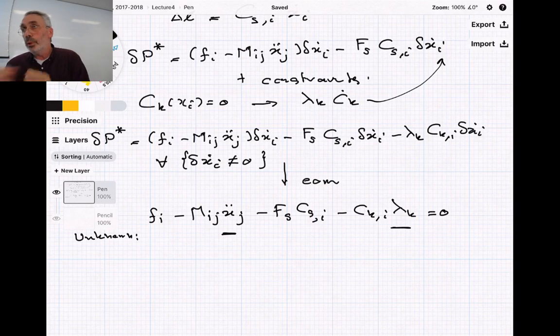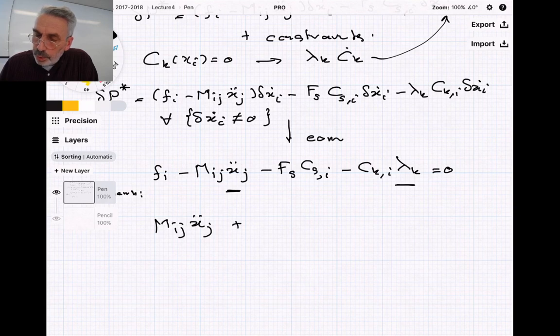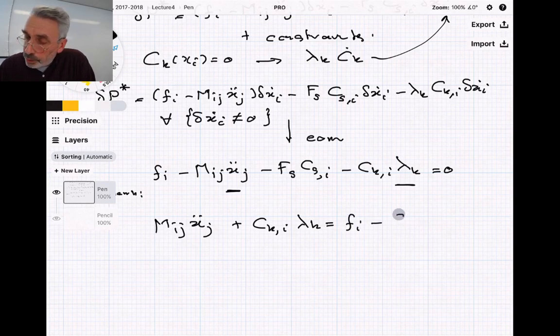So now I'm going to reorder the equations a little bit and write them in the order of unknowns on the left-hand side and knowns on the right-hand side. So we get Mij x double dot j, and with the same sign we get plus Ck,i lambda k, and then on the right-hand side we get our applied forces minus our Cs,i times Fs.